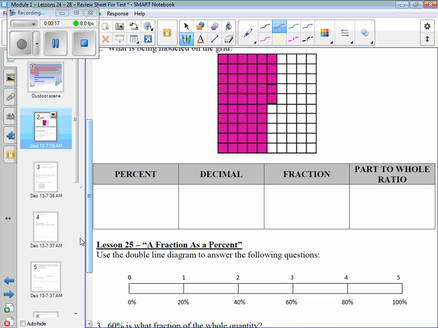For the second one, this is 55%. Decimal is 0.55. The fraction is 55 out of 100. Or you could choose to reduce this. You don't have to, but you can if you want. And if you reduce it, it's 11/20. And as a ratio, 55 to 100. Any questions with that?